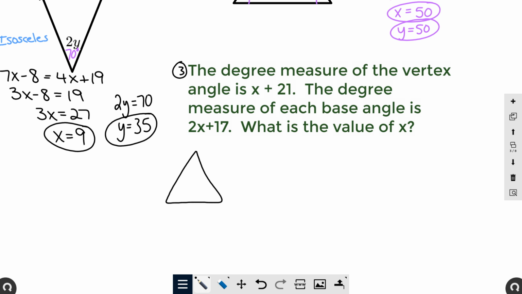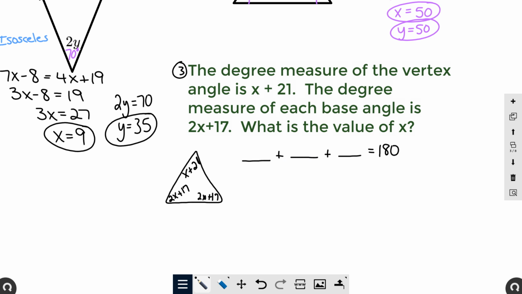So if you see a word problem, it's always a great idea to draw a picture. And this is going to help you not only with Math 2, but it'll help you with Math 3 stuff as well. So the degree measure of the vertex angle is x plus 21. That's the one that we wrote on our index card at the top. The degree measure of each base angle is 2x plus 17, which means both of these are 2x plus 17. So now we add up all 3 angles to equal 180.